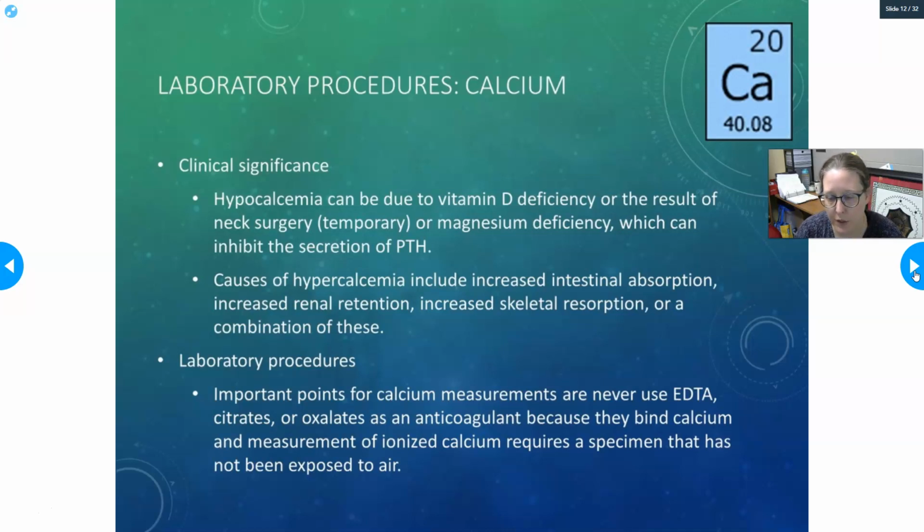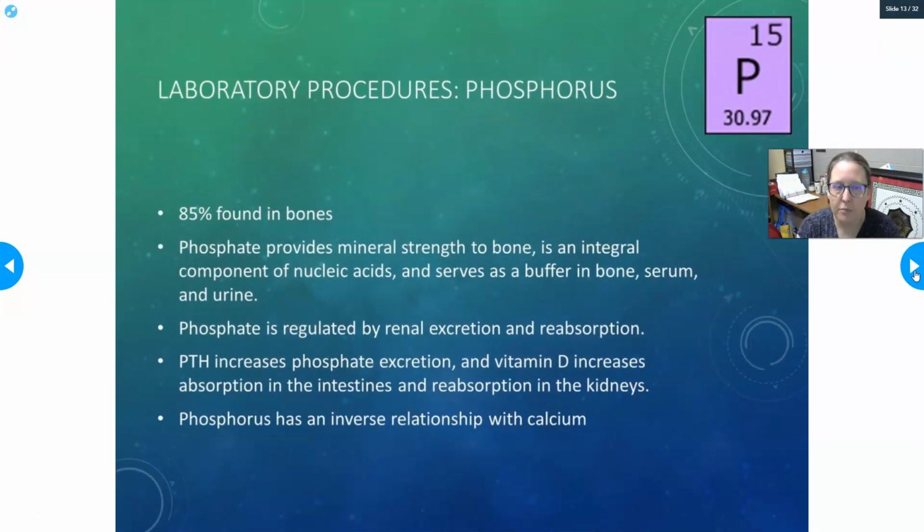So that was falsify your readings. And also, you need to consider that the measurements of ionized calcium will require a specimen that has not been exposed to air. So that tube needs to stay closed until it's time to analyze it.